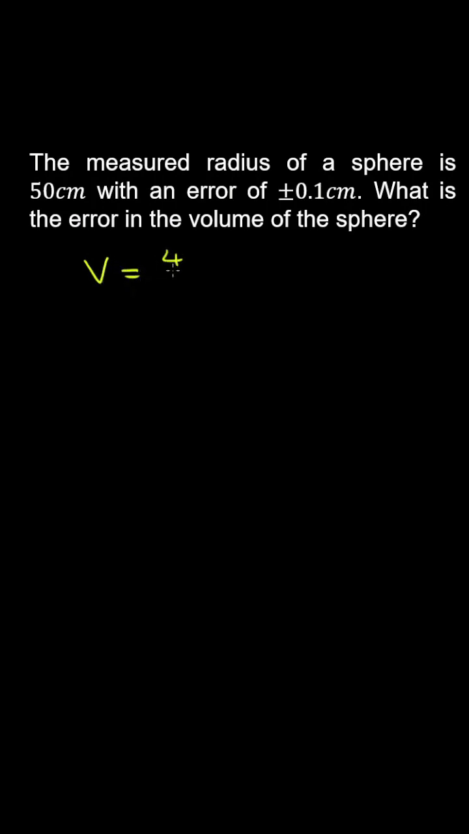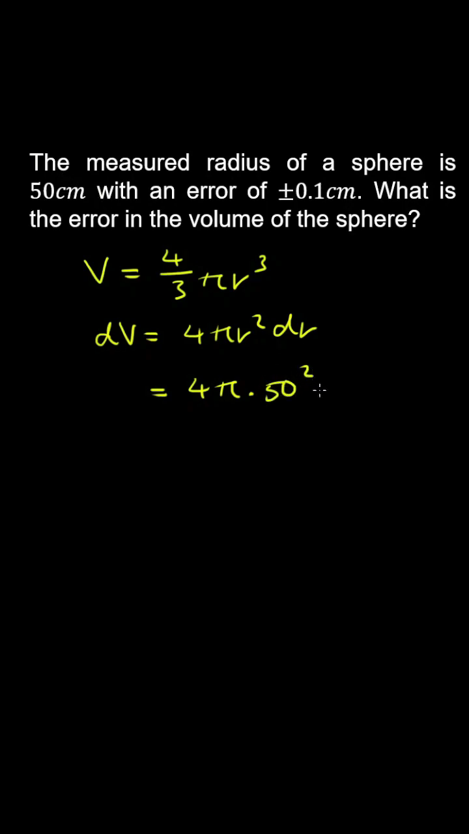So the volume of a sphere is 4/3 pi r cubed, and therefore the differential change in the volume is effectively 4 pi r squared dr. So just differentiate with respect to r. And now we can find the error by plugging in for r, which is 50 centimeters, and multiply that by dr, which is 0.1 centimeters.